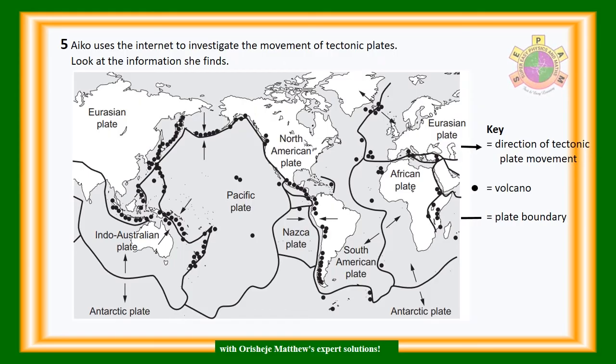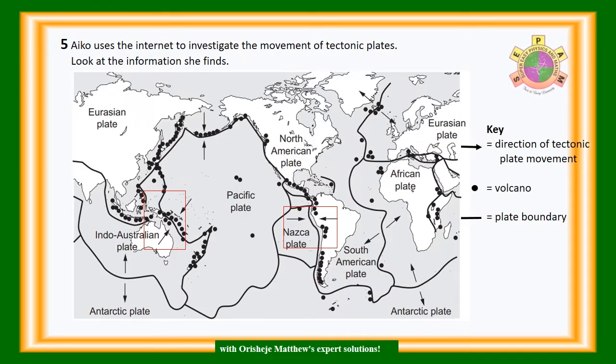Question 5. Aiko uses the internet to investigate the movement of tectonic plates. Look at the information she finds. Question 5a. Tick the correct direction of tectonic plate movement. Looking at the south-western part of the map, the tectonic plates are moving towards each other along the boundary between Indo-Australian and Pacific plates. Also the tectonic plates are moving towards each other along the boundary between Nazca and South American.